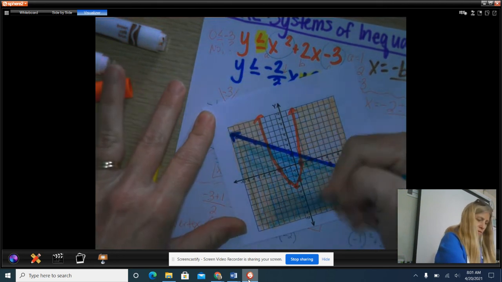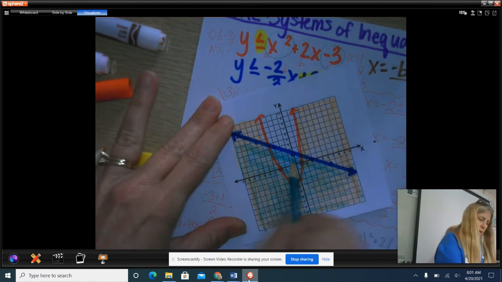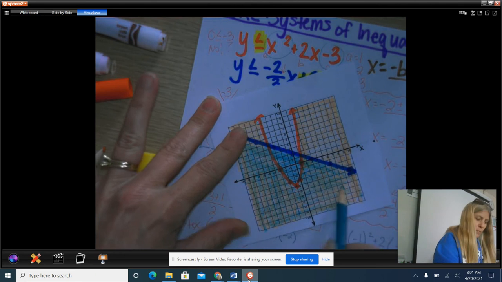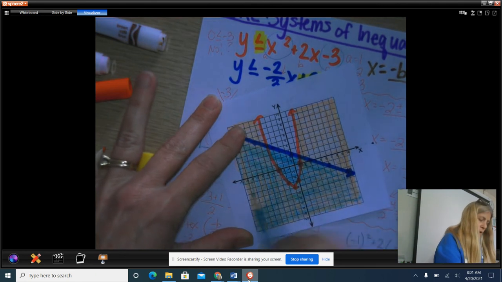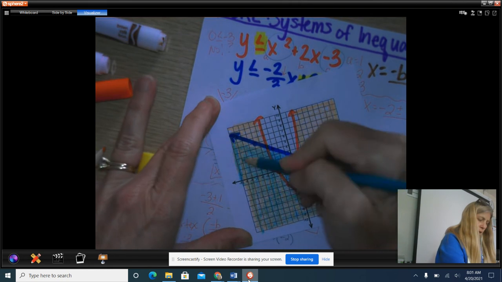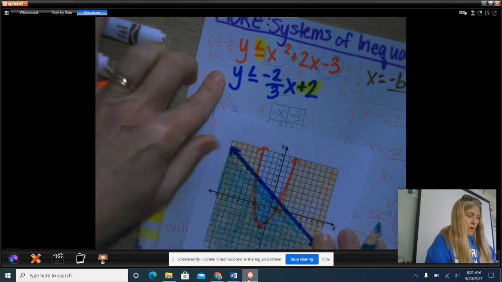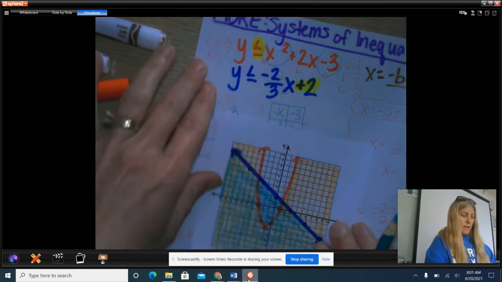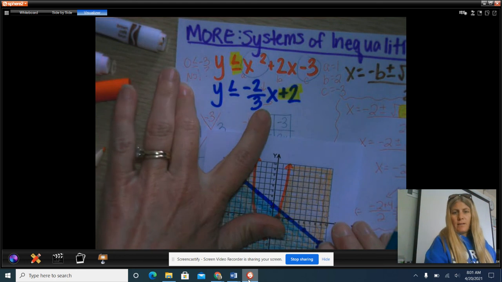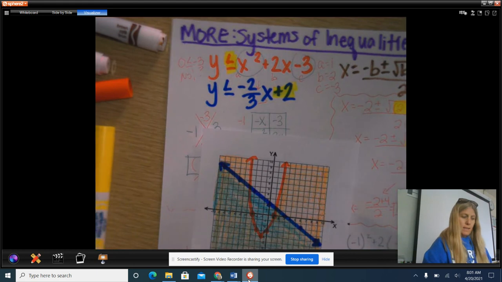Now, once again, we want to verify. If I look at the point (0, 0) here, you can tell that it's shaded by my blue. So when I plug in the point (0, 0), it should make that inequality of my line true. And so 0 is less than or equal to 0 plus 2. 0 is less than or equal to 2. It's true. So that means I should be shading this side.